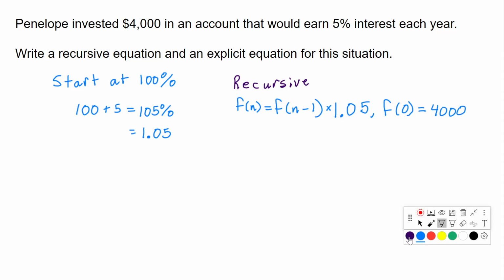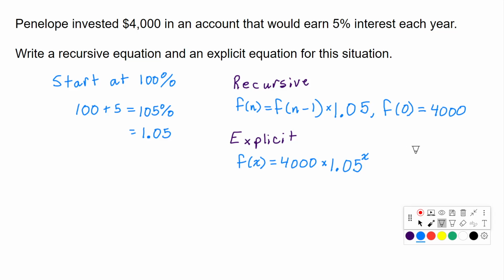For the explicit, I'll use the same process that I did with the prairie dogs. I begin with f of x equals the amount we start with, which is 4,000 in this case, times the common ratio, 1.05, to the power of x, because we're constantly multiplying by 1.05.